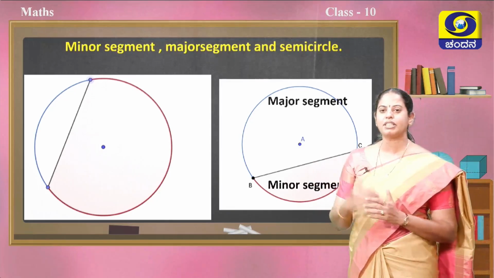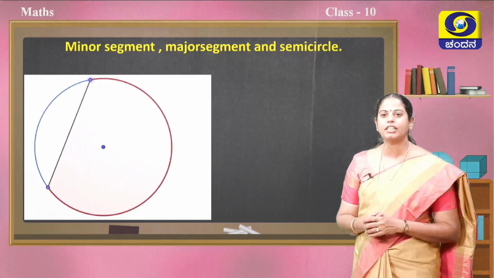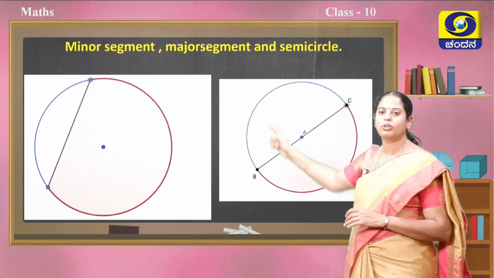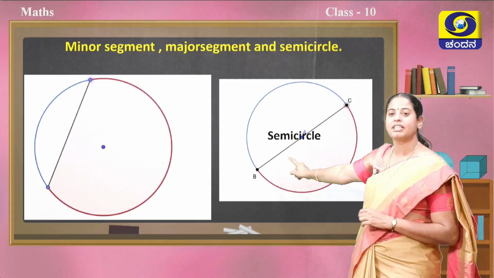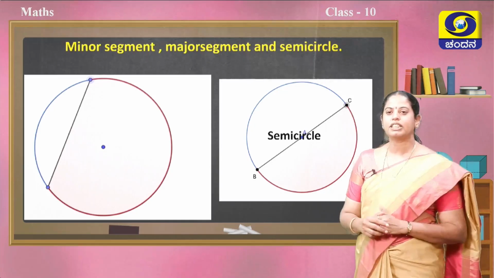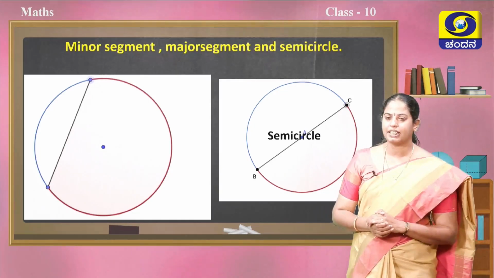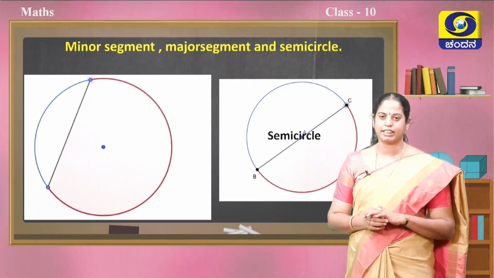Then what is a semicircle that we have observed in the video? Yes, if the chord is a diameter, then the circle is divided into two equal halves and each region is called a semicircle. Yes, so this is one more thing that we have learnt in the previous standard, and it is a very important concept related to circles.